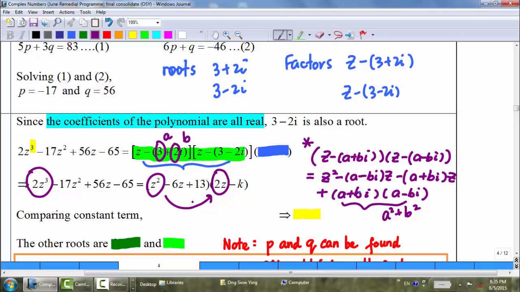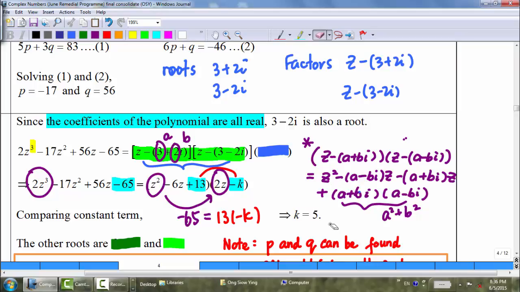For this part, in order to find the value of k, the simplest way is to compare the constant terms. On the left-hand side, the constant term is minus 65. To get the constant term on the right-hand side, you just multiply the constant by the constant, which means multiplying positive 13 by minus k. So the left-hand side is minus 65, and the right-hand side is 13 multiplied by minus k. You end up with one equation, and from there you can solve for the value of k.